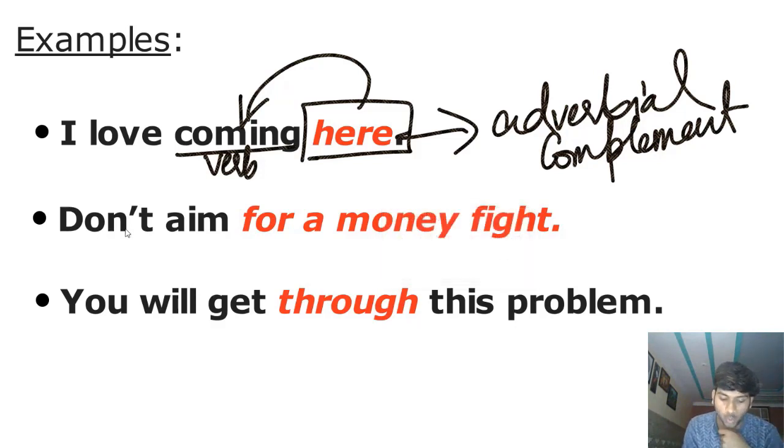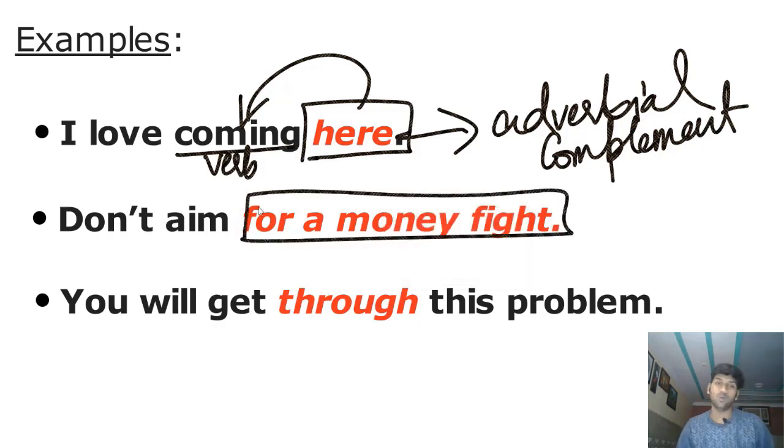Second example, don't aim. Don't aim what? Just don't aim. No, you have to aim at something or for something. So without talking about don't aim for what or at what, the sentence looks incomplete. So for a money fight is a prepositional phrase that is completing the meaning of the verb aim. Don't aim for a money fight. Do not try to get a money fight. This is what the sentence means, right? Do not target a money fight. So for a money fight is working as an adverbial complement.